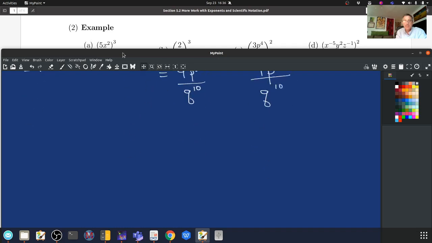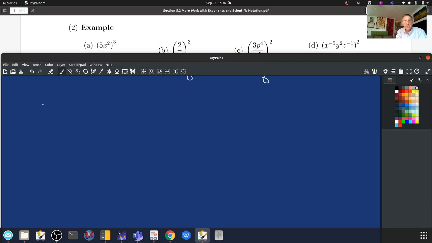And our last one is 2D. We have x to the minus 5, y squared, z to the minus 1, and all of this is raised to the second power. So we're using basically the power of a product rule, because the base is a product, right? It's x to the minus 5th, that's one factor, y squared is another factor, and z to the minus 1 is another factor. So I'm going to break it up.